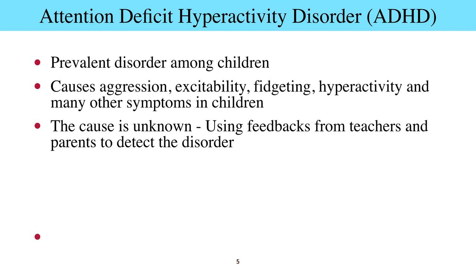For this study, we specifically focus on ADHD disorder. This is a prevalent disorder among children, and about 7% of children in the United States are suffering from this disorder. It causes many problems like aggression, excitability, hyperactivity, and many other problems in children. It usually continues to adulthood. And the issue about this disorder is that its cause is unknown, and we don't know what causes this disorder. And usually the feedback from teachers and parents is used for detecting this disorder.